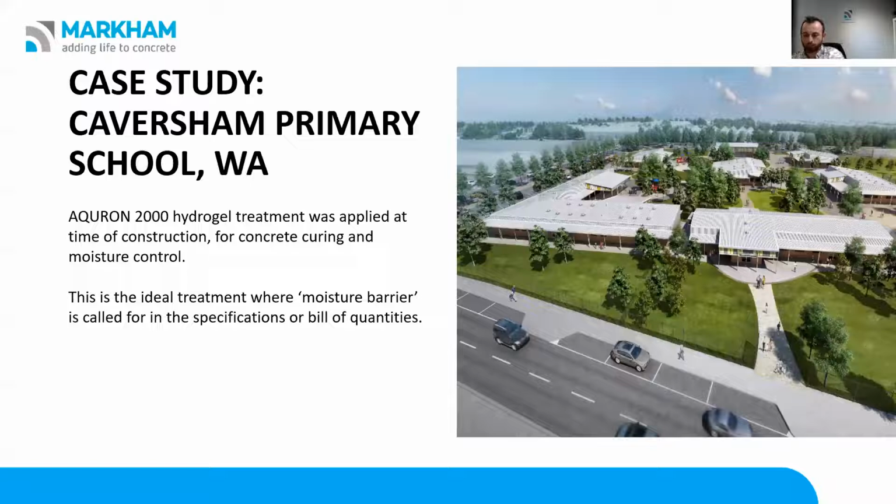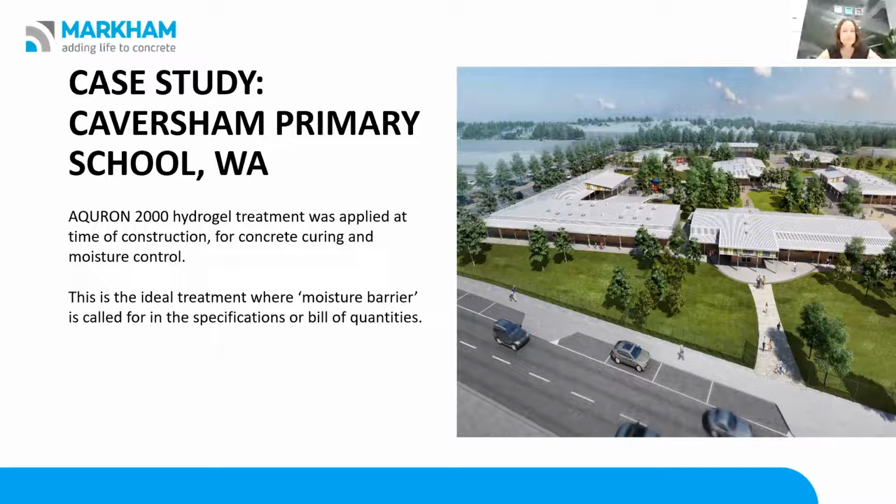All right, so we've just got a couple of case studies here today. The first one here is the CAVERSHAM school in WA, which actually took full advantage of Acron 2000's curing and moisture controlling characteristics by utilising it at the time of concrete pour. By doing this, they saved significant time and money across the project. Now, this is the ideal type of treatment to use when a moisture barrier or moisture controlling agent is called for in the specification or bill of quantities in a project.